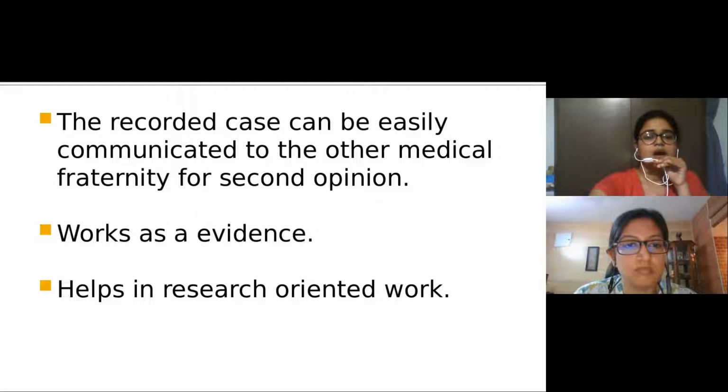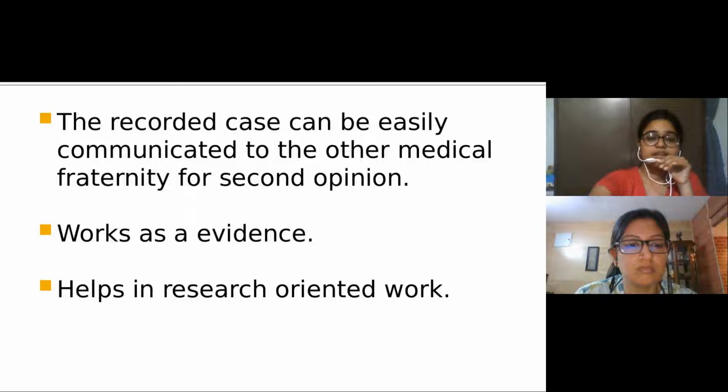Then the recorded case can be easily communicated to the other medical fraternity for a second opinion. So the case will always remain fresh as narrated by the patient. If required, we can discuss it with the other medical fraternity, and the clinical record will help in communicating that case.